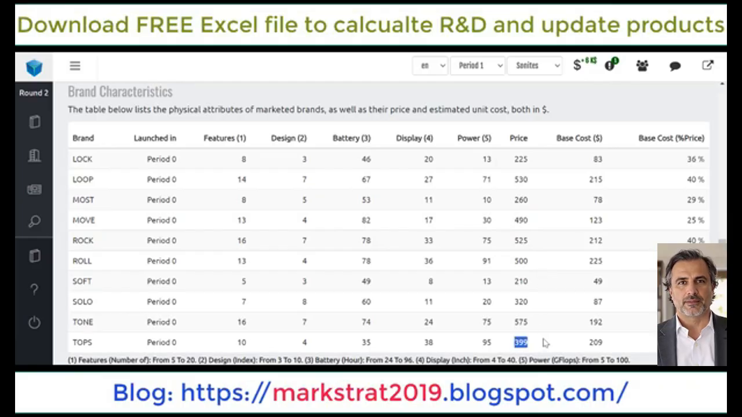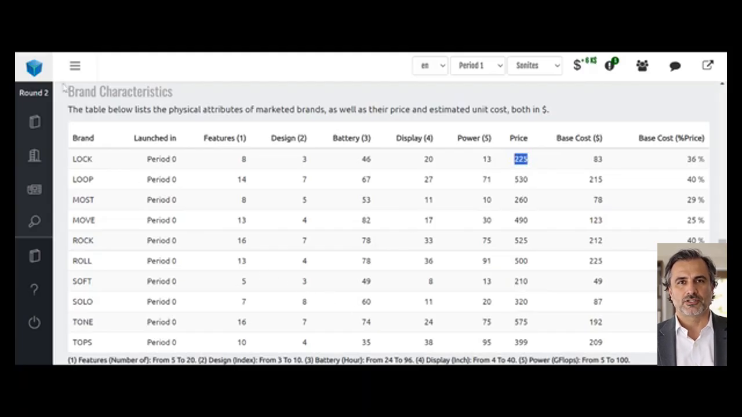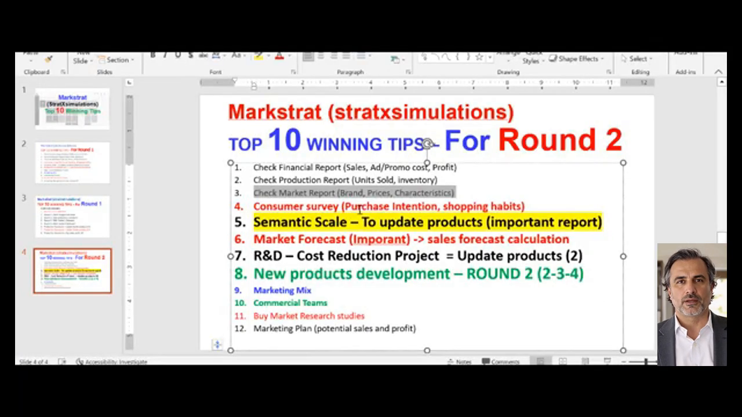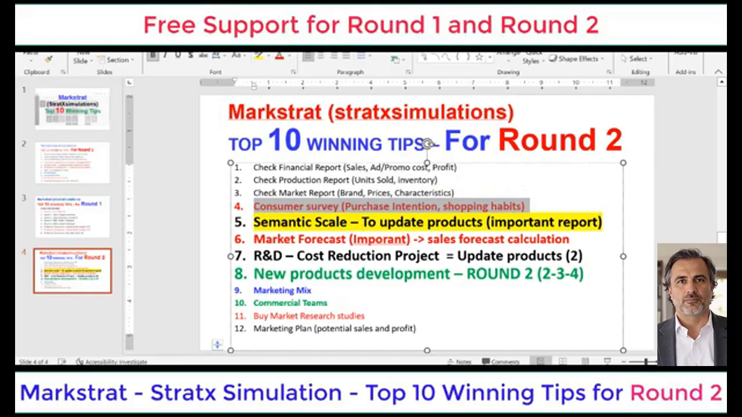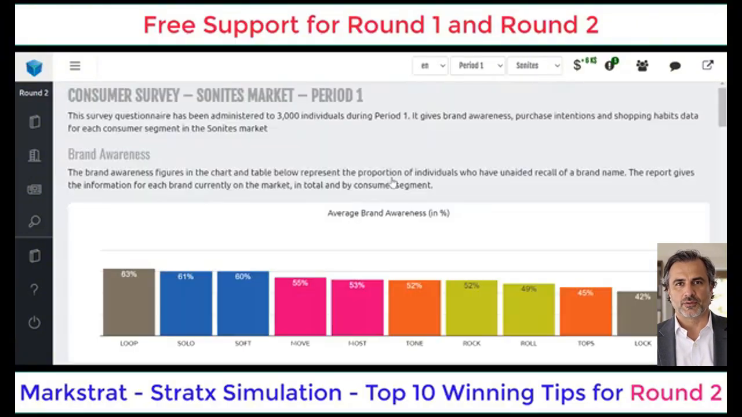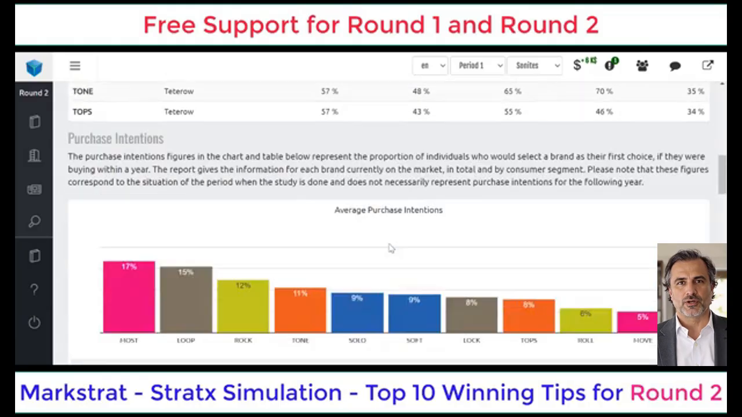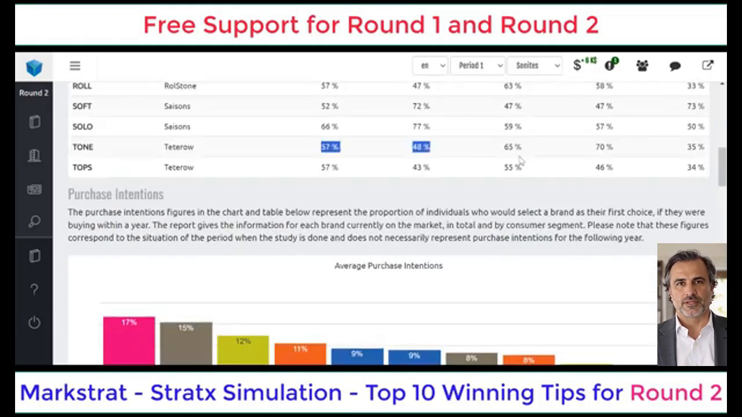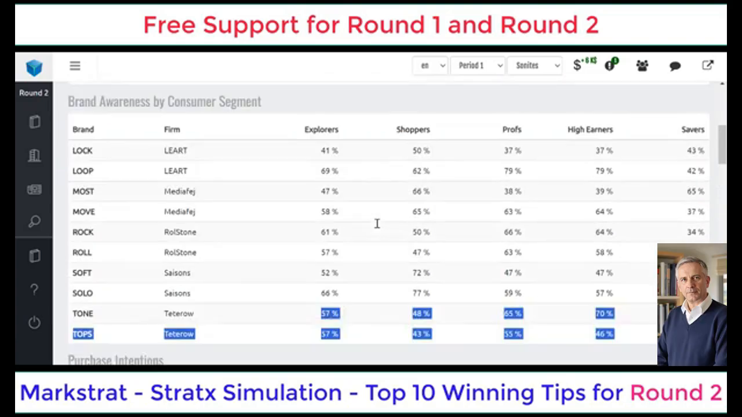Tip 3. Examine the market report, price positioning and competitor landscape now. Shift your attention to the market report. This report gives you a clear view of price ranges across all brands, brand characteristics versus customer expectations. For instance, high-end and professional products are priced around $480 to $500. Explorer segment products cluster around $400. Shopper and saver segments fall between $300 to $200. Use this data to reposition your products effectively within the competitive landscape and plan pricing strategies that maximize contribution margins without alienating customers.